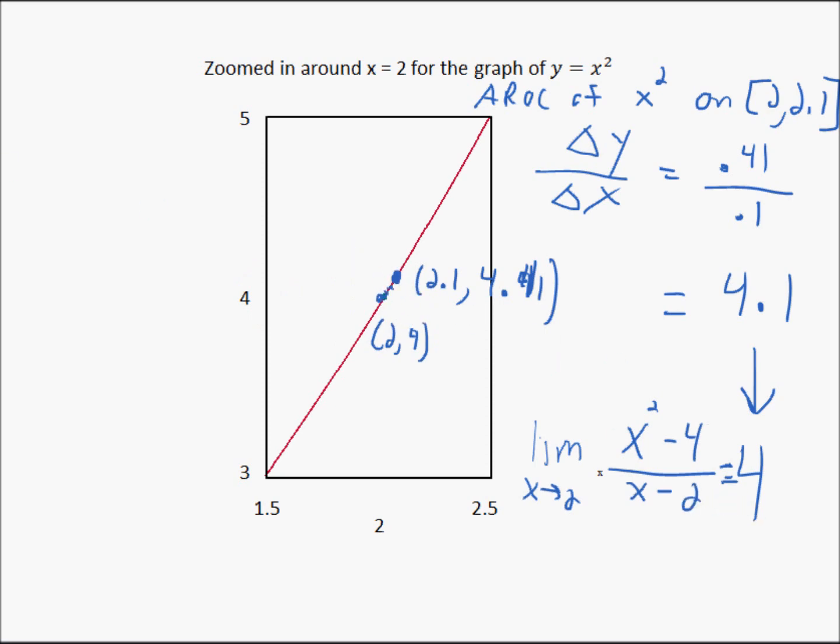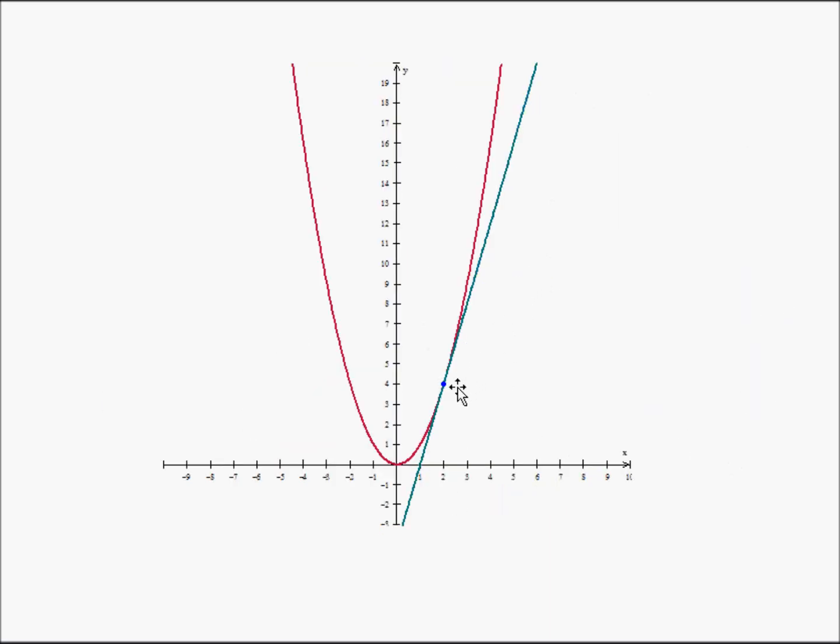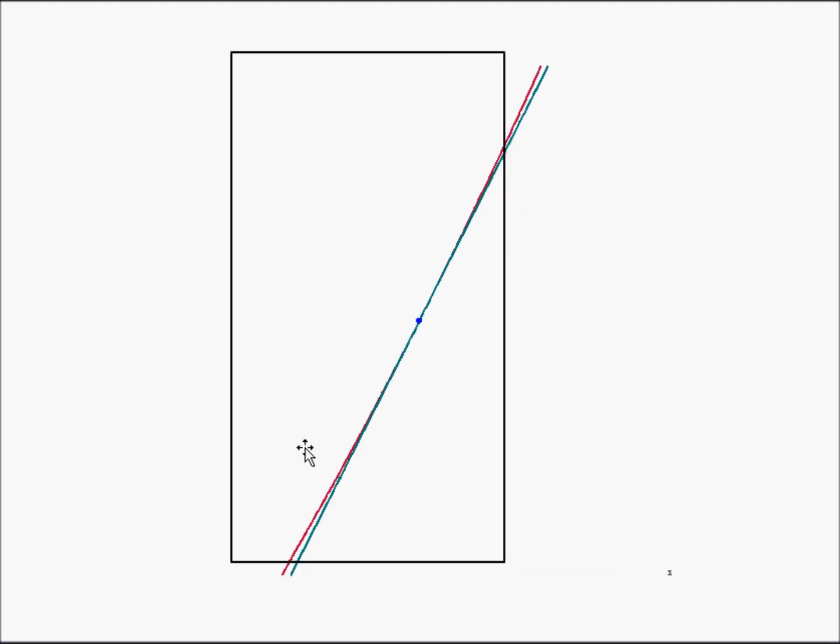So check this out. If I created a line that had a slope of 4 and went through this point 2, 4, it should look very much like this function. And actually, there it is. You can see this is my line. It has a slope of 4, and it goes through that point 2, 4. And if I zoom in on that same window with that line drawn, my rectangle's off a little bit here for some reason.